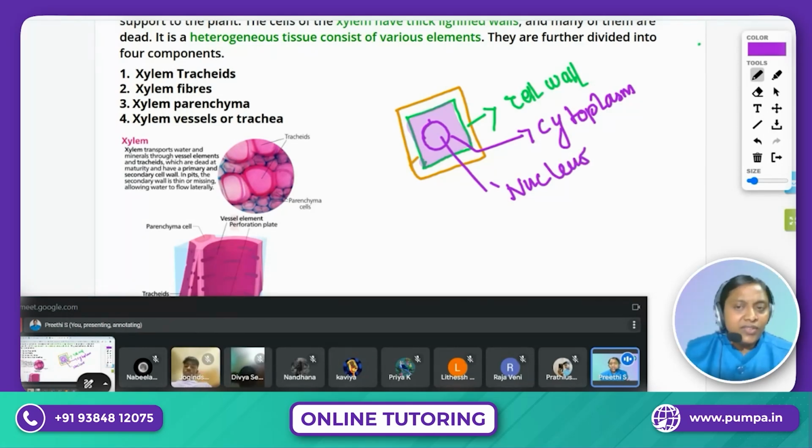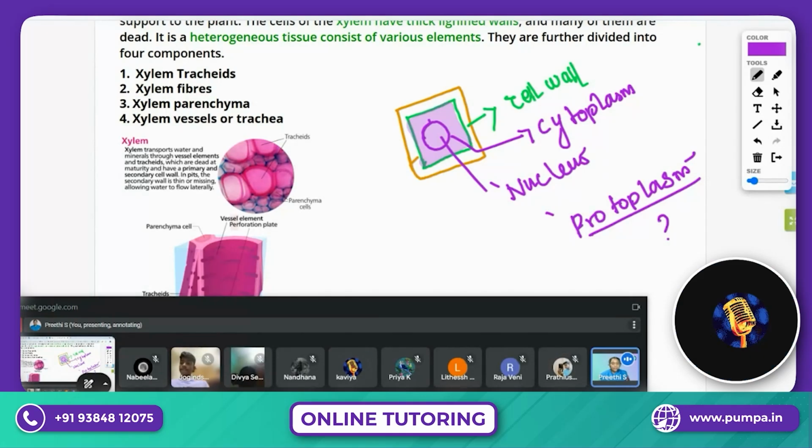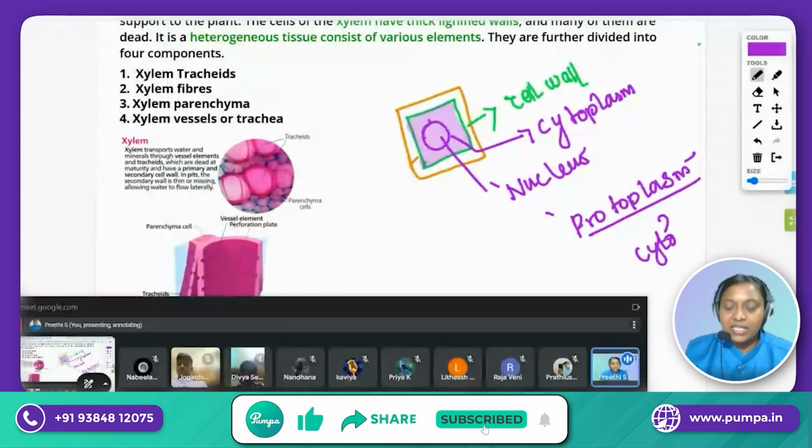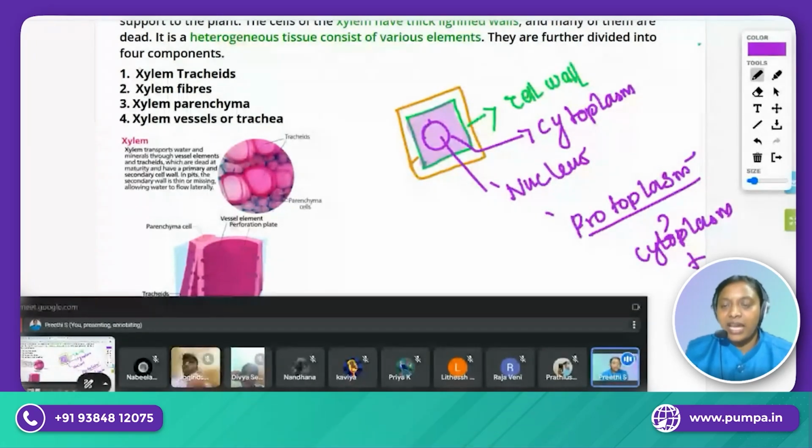Now, try to recall: have you ever learned about this term protoplasm? Have you heard this term anywhere? Yes, everyone. So what is protoplasm? All the cell organelles in the cell, ma'am. Okay. So protoplasm is nothing but the cytoplasm plus the nucleus. Cytoplasm and nucleus together form the protoplasm, which is the living part. Protoplasm is the living part.